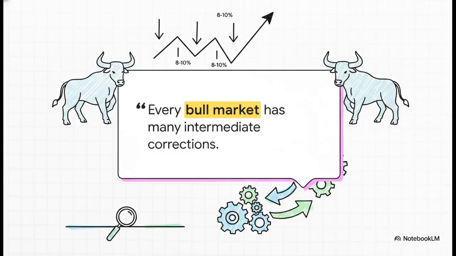Now, high returns are awesome, obviously, but evaluating a fund means we really need to look under the hood at recent market volatility. You just don't capture those kinds of massive gains without hitting some turbulence. As fund manager Alok Singh pointed out, every bull market has many intermediate corrections. From 2004 to 2007, there were 8 or 9 instances where the markets corrected by 8 to 10%.